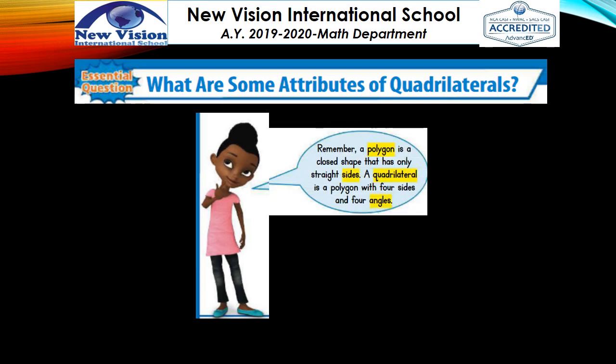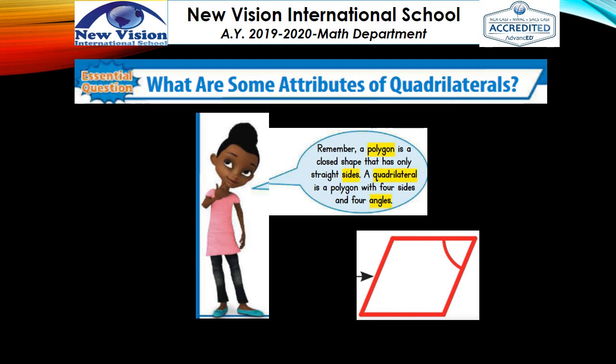How can you describe quadrilaterals? Let's find out. Remember, a polygon is a closed shape that has only straight sides. Why is a polygon not a circle? A circle is a closed shape, but it does not have straight sides, so it is not a polygon. Do you understand? Okay, a quadrilateral is a polygon with 4 sides and 4 angles.